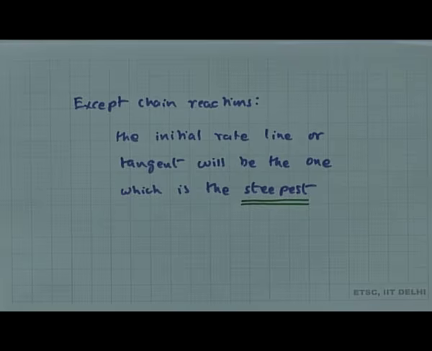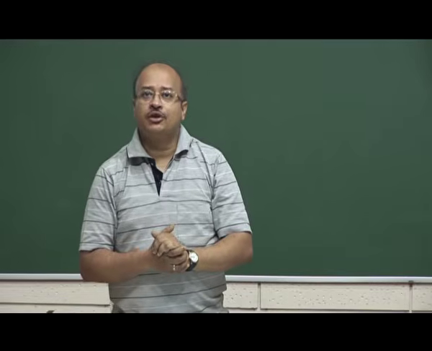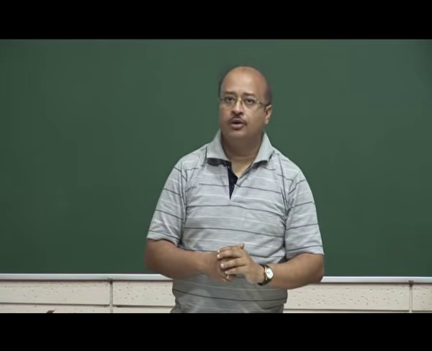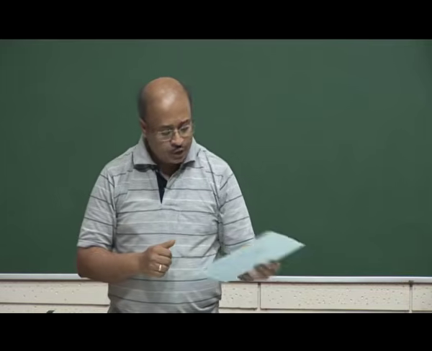Okay. So, except for chain reactions, which are quite complicated, the initial rate line or the tangent will always be the steepest one, that means the one having the maximum slope. And it makes sense because at the initial point your rate of reaction is also the maximum, and hence the slope of the line is the steepest. Okay.